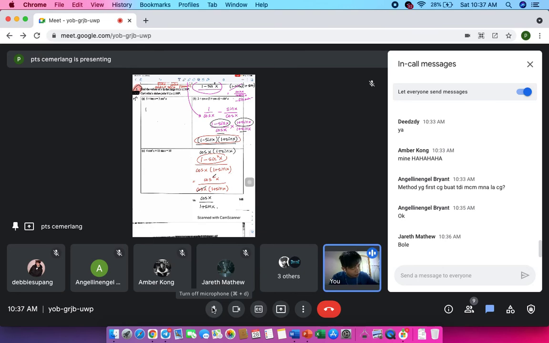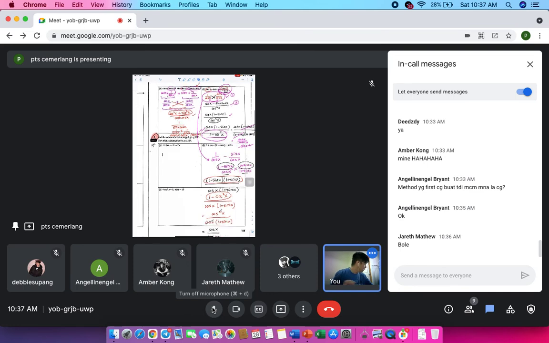So now I can rub this off. Ada siapa nak tanya soalan tak? Before I rub off the part F. Ada siapa nak tanya soalan F?